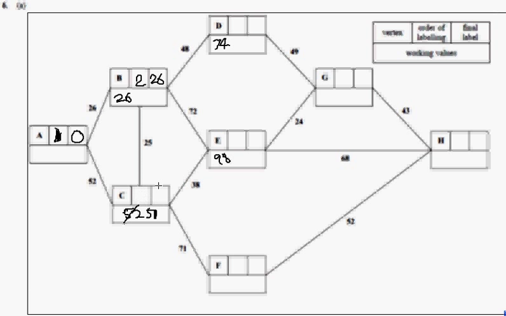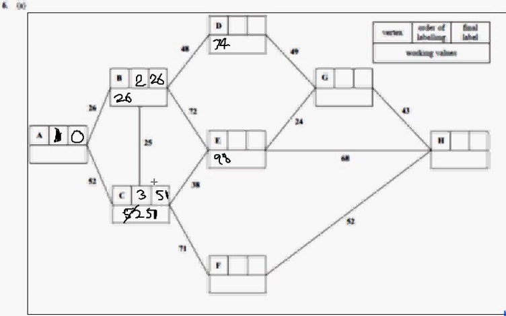But we don't finalize it yet because we haven't done the third step. The next step is to look again across the whole network and look for the smallest working value. I can see 74, 98 and 51. It seems to me that 51 is the smallest value available. This one's been finalized, and so is that, so we don't count those. So we'll go for 51. So 51 goes here, and it is box number 3.